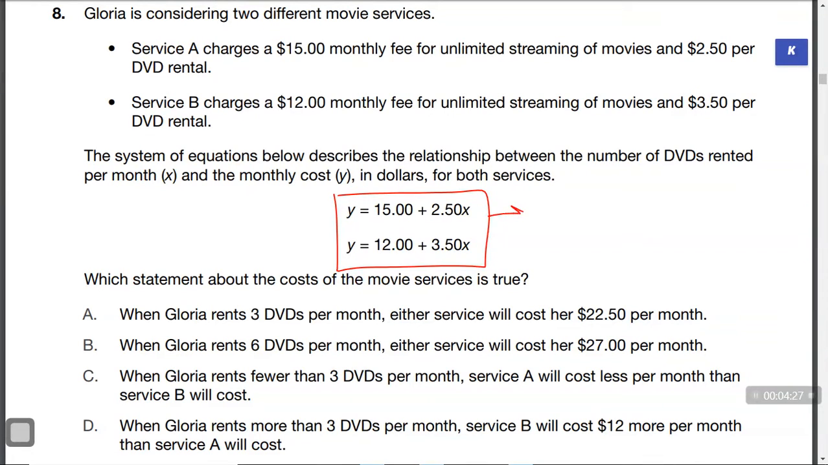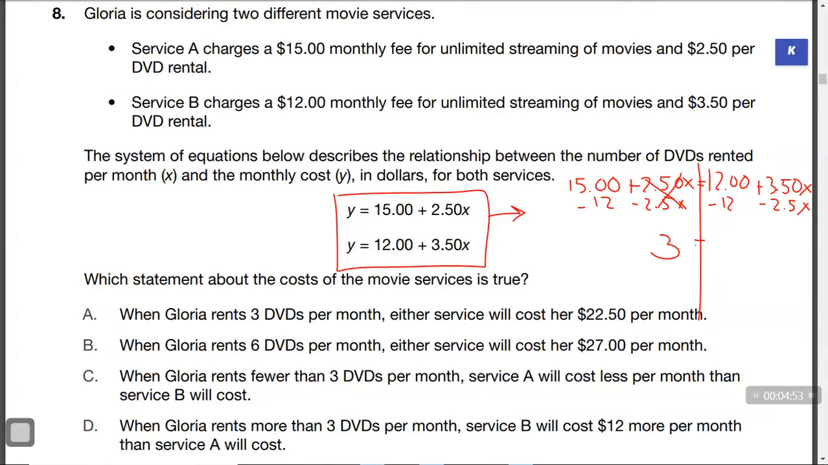One, I could solve this system of equations as we've seen before, where I can do $15 plus 2.50x. I want to know, when is that going to be equal to $12 plus 3.50x? And I could go ahead and solve that: subtract my 2.5x from each side and subtract my 12 from each side. 15 minus 12 is 3. These cancel out. Equals over here. 12s cancel out. 3.50x minus 2.50x gives me 1x, and I find out that x is 3.